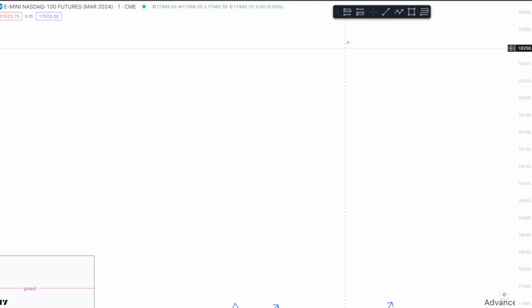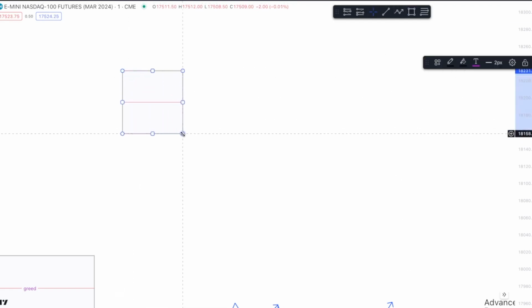So that's how to trail your invisible zone. You need to be moving it. It's not just a one-time thing. It moves.